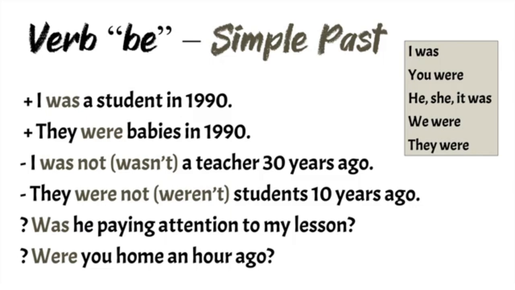What happens with negative sentences? We just add not after the verb to be. I wasn't a teacher 30 years ago. They weren't students 10 years ago. What happens with a question? Well, we just write the verb to be first. So, was he paying attention to my lesson? Were you home an hour ago? And so there we have the simple past of the verb to be. Be careful, the verb to be is special. You don't need did here.